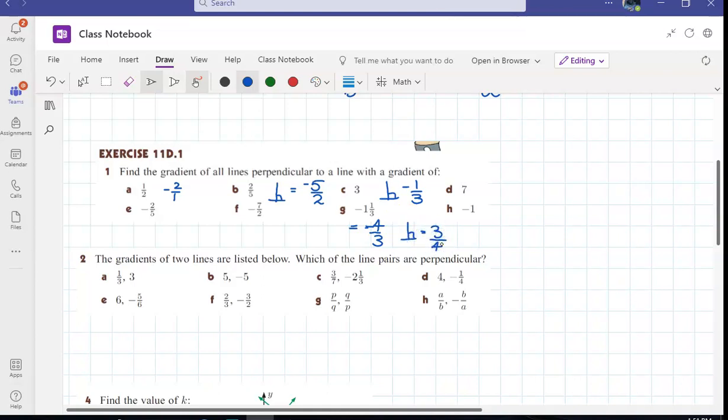Anyway, so perpendicular will be 3/4. So just make sure that when you have a mixed fraction, you change it to improper, then flip and reverse the sign. So just these little things. Make sense? All good? Okay, number 2. You can read that.